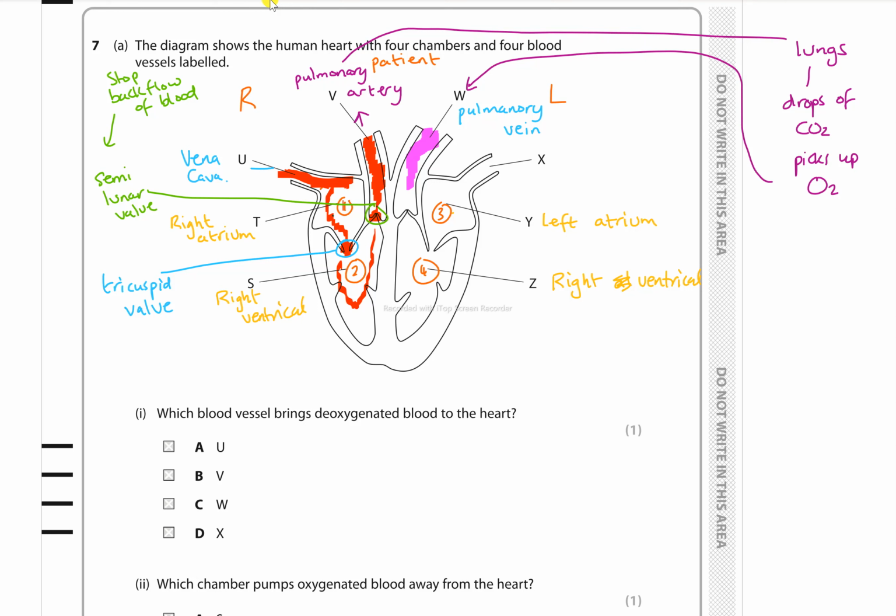Oh my god, can't believe I did that. My apologies, I'm half asleep. Did I just do that? Yes, I did. One second, just bear with me. There you go. That's the pulmonary vein.